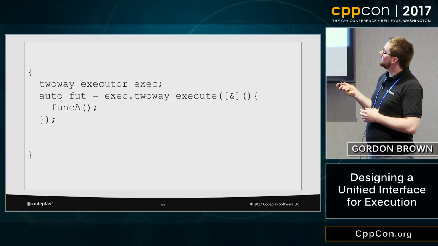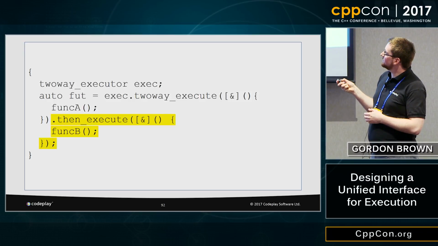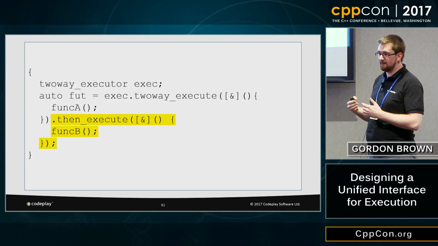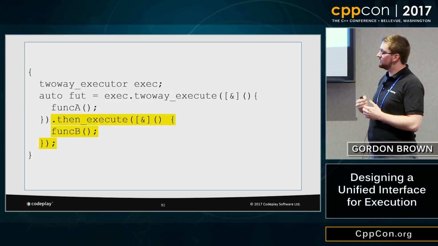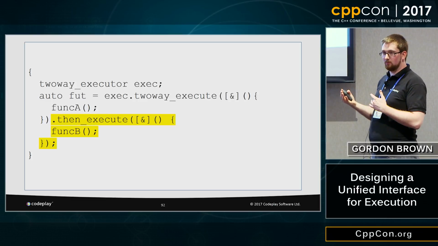So here we have a two-way executor. We call two-way execute and return a future. What you can do with this is, instead of just assigning the future, you can then call .then execute on this, and then you can call another function. The way this will work is that the future that's returned from the first task will then feed in as a predicate to the next task. So when that future is satisfied, the next task will start. It allows you to chain multiple tasks together in task graphs. So this may not be what it'll look like in the final thing.